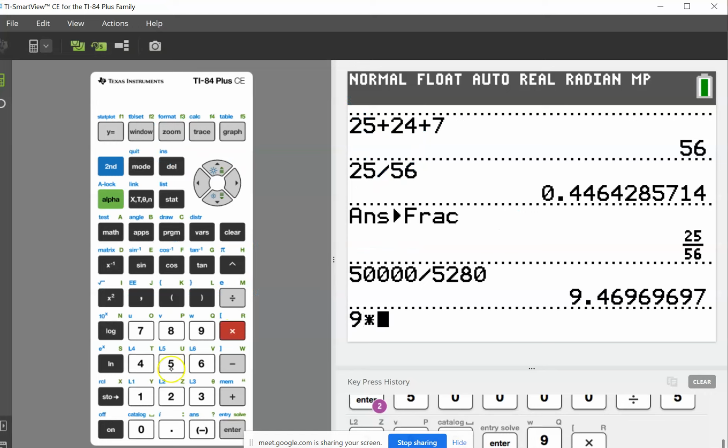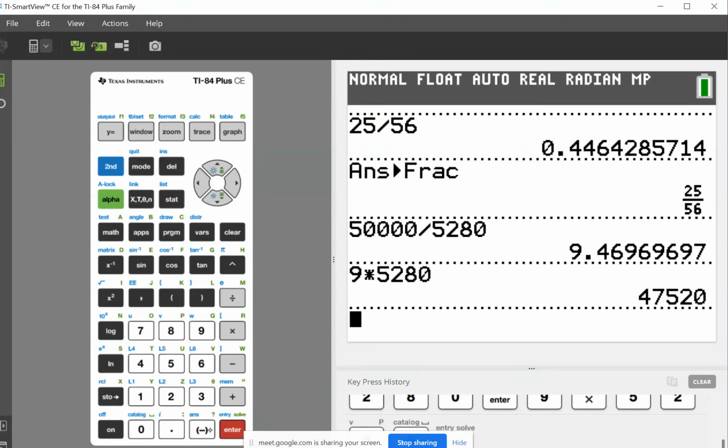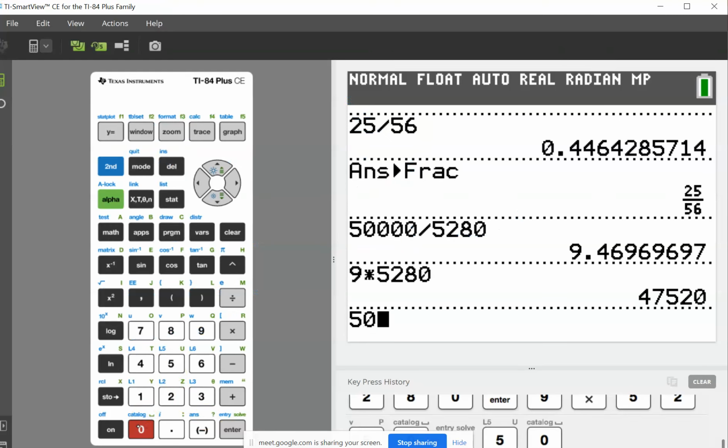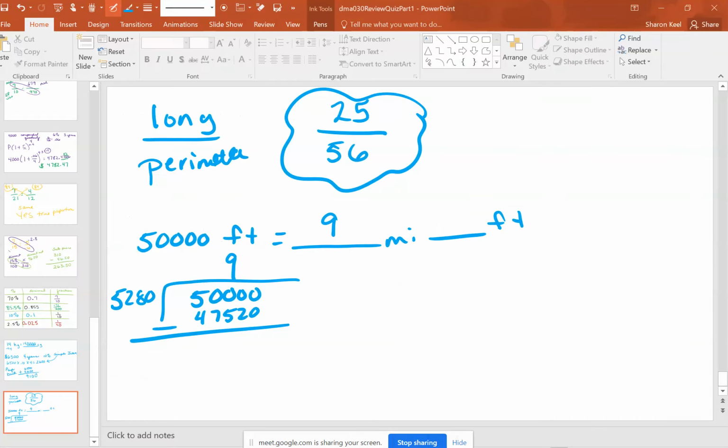Then I'm going to do 9 times 5,280 is 47,520. With long division, we now subtract. So 50,000 minus 47,520 leaves me with 2,480 feet. This number is smaller than the divisor, so there's 2,480 feet left. And with that being said, that is the end of the quiz. There's only 25 questions.